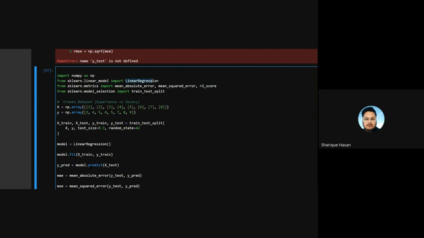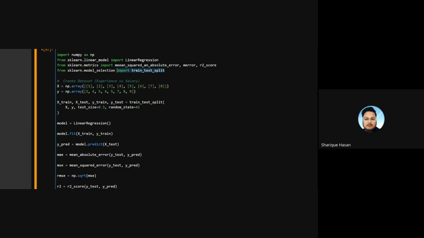Then we have to import our mean absolute error, mean squared error, and R2 score. Then from Scikit-Learn's model selection, we have to import train_test_split also. First of all, we have to create a dataset, which is experience versus salary. So if someone's experience is this, it is going to be experience 1, 2, 3, 4, 5, 6, and this is going to be your salary.